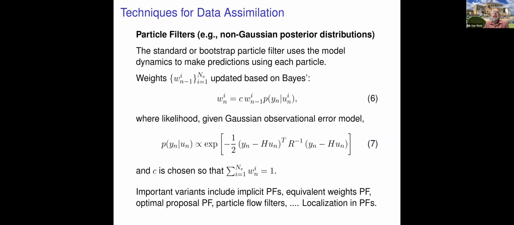The difficulty is that often a lot of the weight gets concentrated on just a few particles. Important variants of these are the implicit particle filters, equivalent weights, optimal proposal, which I'll talk about, and particle flow filters. One challenge is how to do localization for particle filters. There's been some nice work, but I think this is still an outstanding problem.